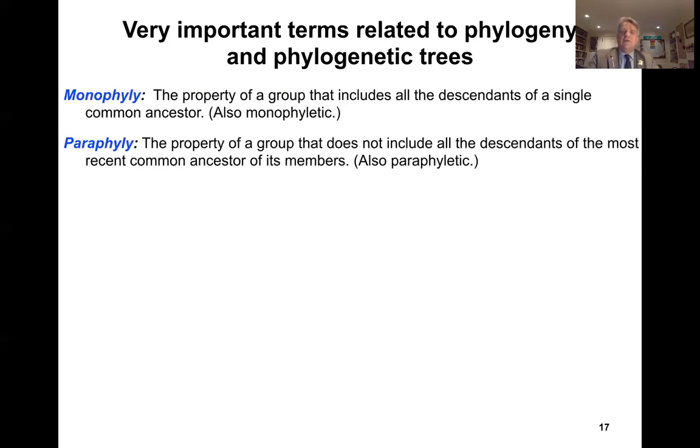So monophyly, as I said, is a common ancestor and all of its descendant taxa. Paraphyly is a common ancestor where for some reason, some of the descendant taxa are not included.